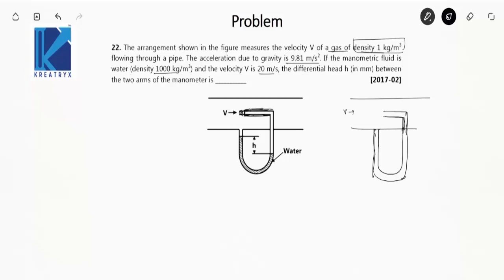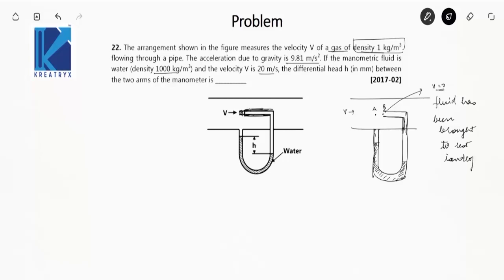Let here the point be A, and just here at the mouth of this pipe the point be B. This is the manometric fluid. Can you tell me what will be the pressure at point B here? Because here the fluid is actually brought to rest isentropically. You remember the concept of pitot tube? So here V will be 0 because the fluid has been brought to rest isentropically.